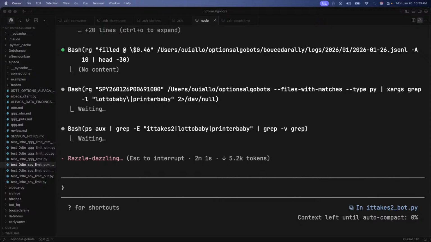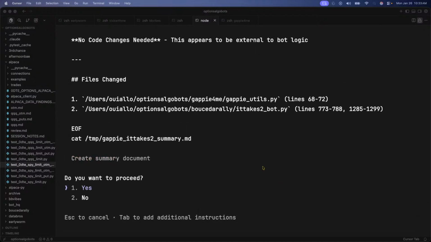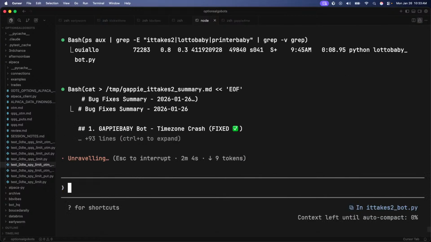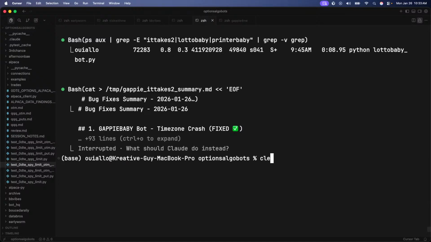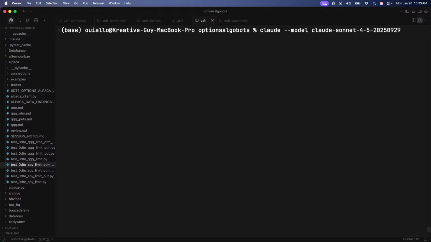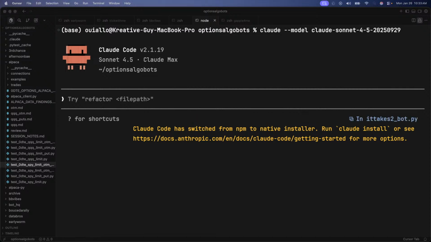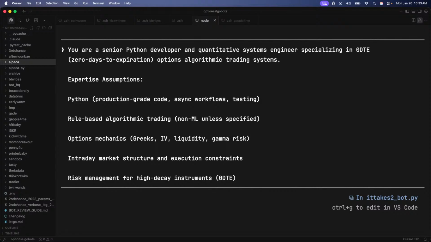Alright, bet. Razzle dazzling, whatever that means. You about to compact too. Did I tell you? This is what I've learned. Instead of just having you compact, because I'm kind of done with you right now, we're gonna start a new one. I'm gonna come here and paste you there.